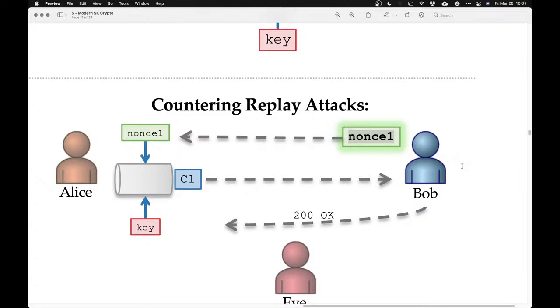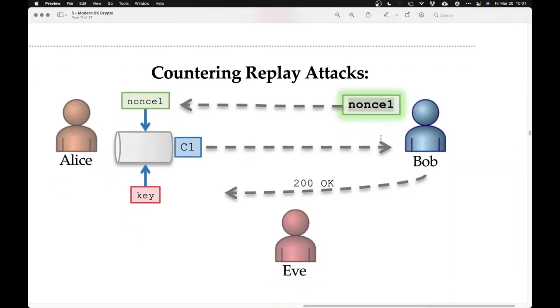So when Alice wants to communicate with Bob, Alice says to Bob, hey, I need to talk to you. Can you send me a nonce? And Bob sends over this nonce 1. Bob creates it on his computer, random bits, and sends it to Alice and says, here's the nonce for you to use. Now Alice uses the nonce and C1 and the key and sends the information to Bob. And Bob says, okay, everything's good.